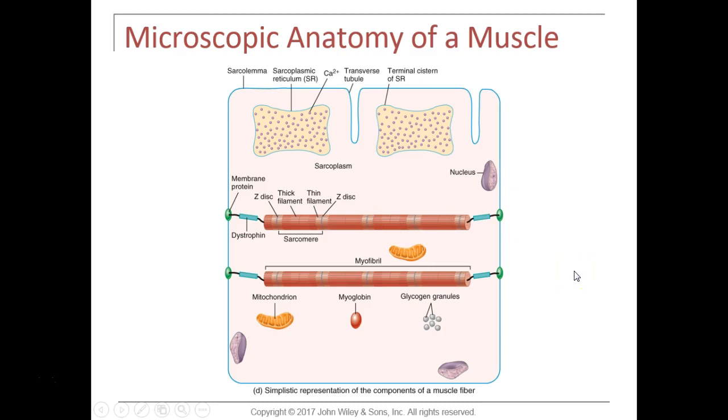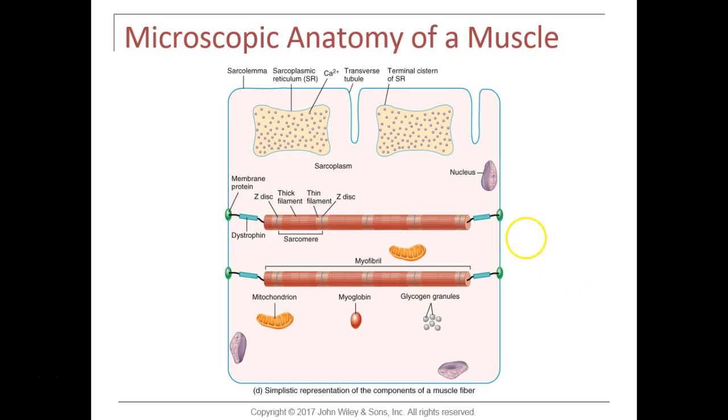Now, as far as the muscle is concerned, we have to learn about all of the different types of proteins that will allow the muscle to contract and thus relax, and we have to have regulation between the two, and we're going to learn the physiology of how muscle contraction is activated.